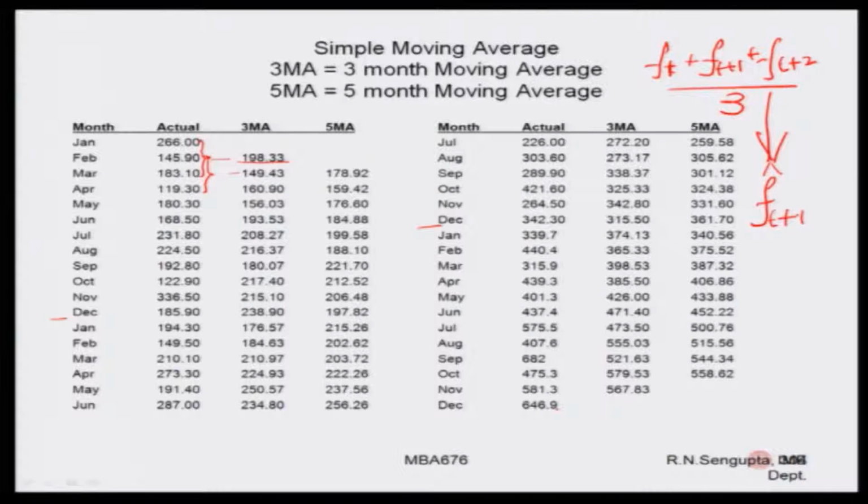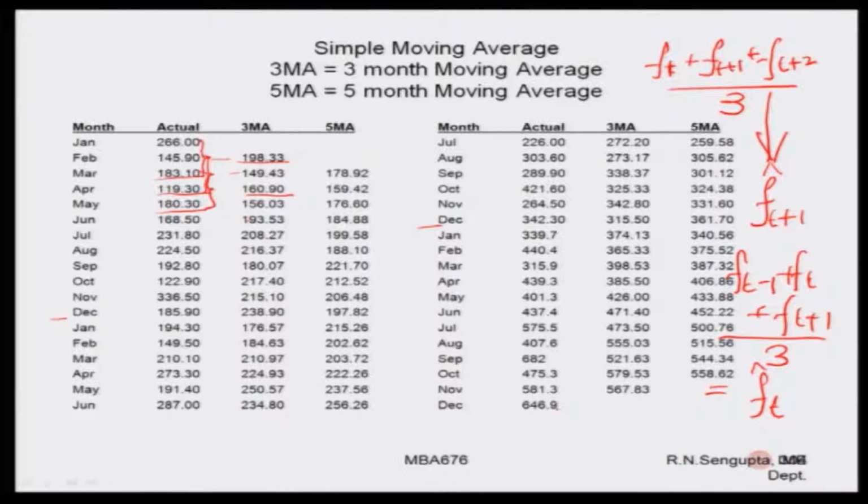In case rather than that, you had, for example, Ft minus 1 plus Ft plus Ft plus 1 divided by 3, then it will give me the average value based on which you will try to predict the value of F hat t. Similarly, the value of 160.9 is the average over 183 plus 119.3 plus 180.3, add them up, divide by 3, and you proceed step by step as you do that.